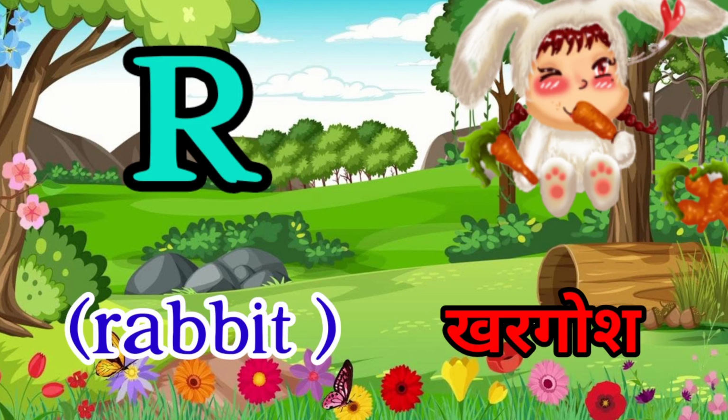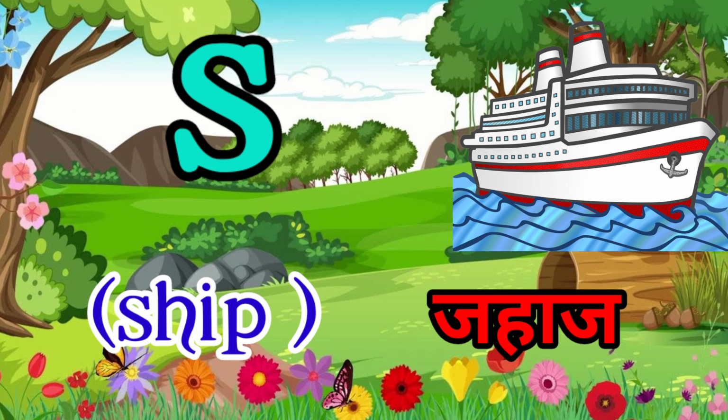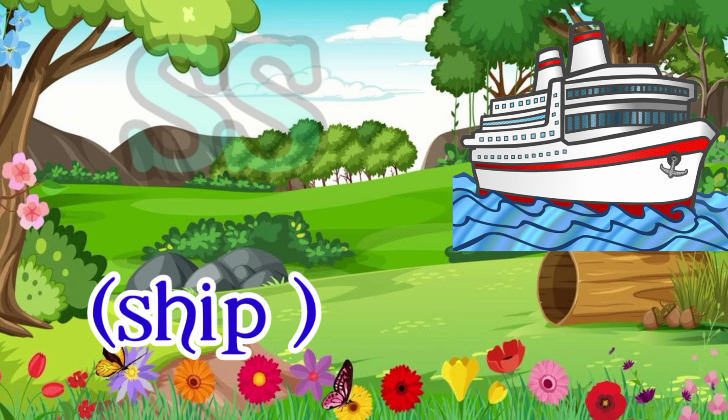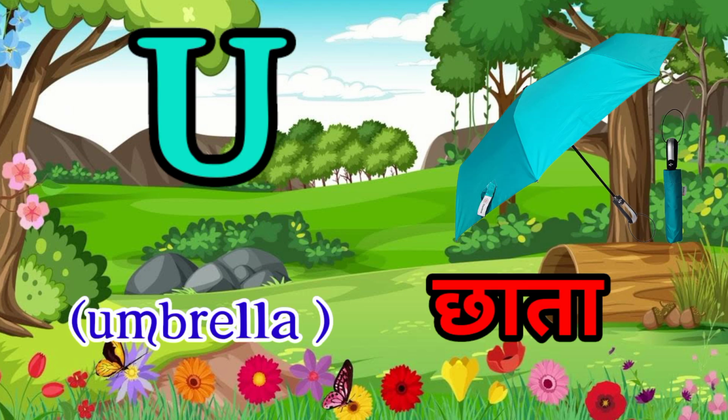R for rabbit, rabbit means khargosh. S for sheep, sheep means jahaj. T for tiger, tiger means cheetah. U for umbrella, umbrella means chhata.